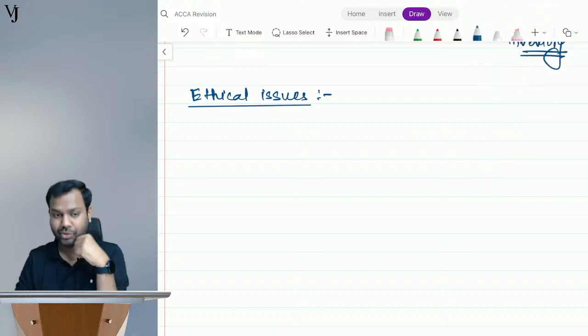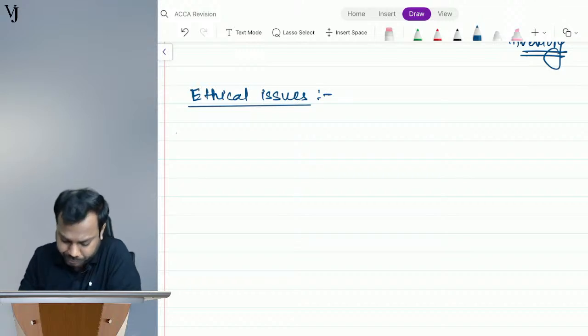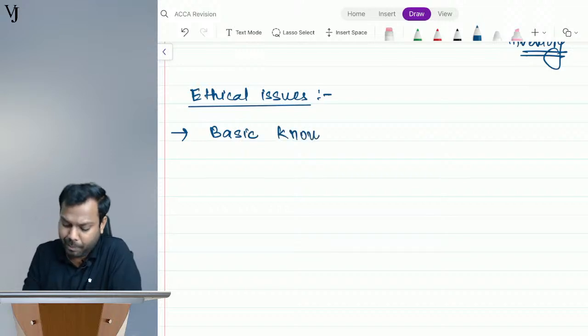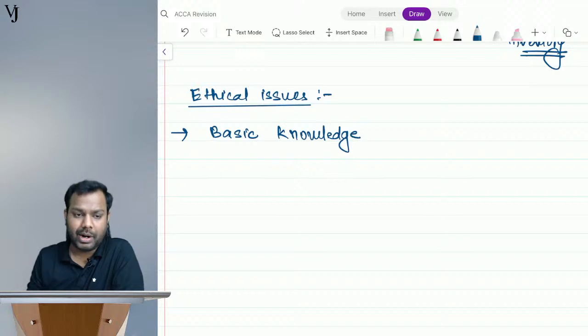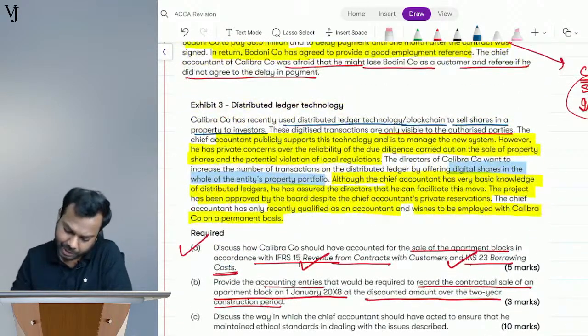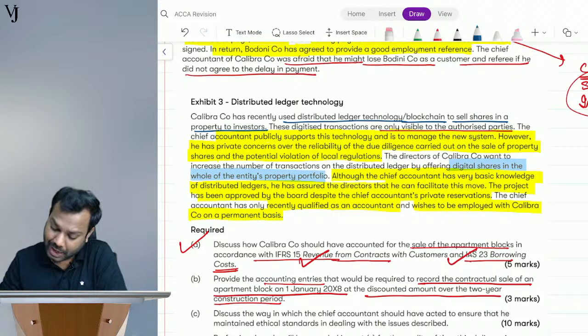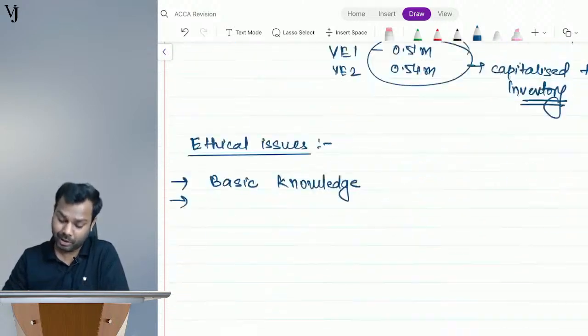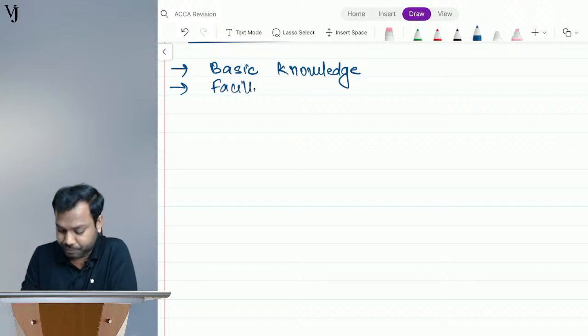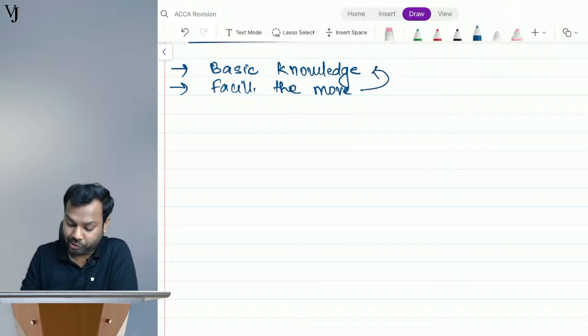I'm just identifying the ethical issues. Tell me. First, he had very basic knowledge of digitized ledger, right? Now, second part. When the chief accountant having a very basic knowledge of distributed ledger, he assured the directors that he can facilitate this move, right? The second issue was facilitating the move, despite having basic knowledge.